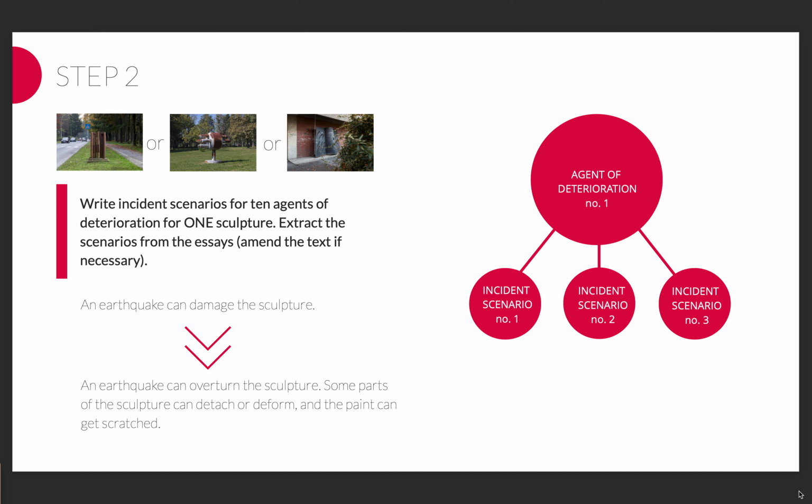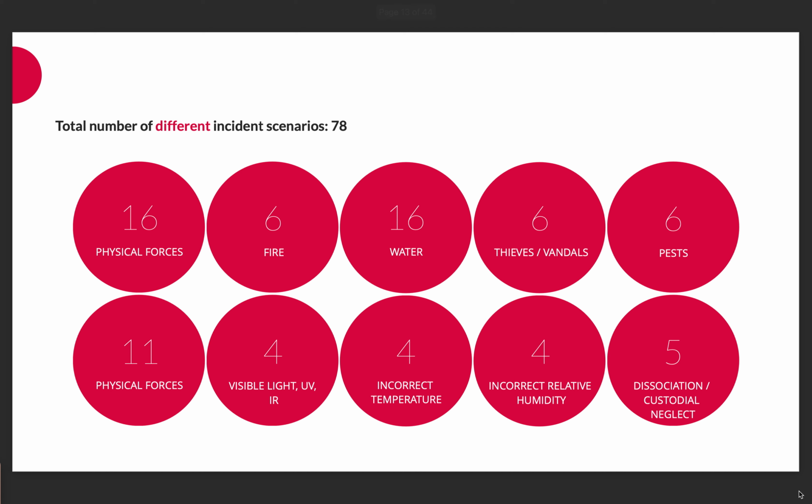And in the bottom left corner of this slide, you can see a correction example. And to make sure students did this in a systematic way, I provided them with a form in which they had to enter this information, and I also gave them some examples. I collected and reviewed all forms in the end, and from this material I extracted 78 different incident scenarios.